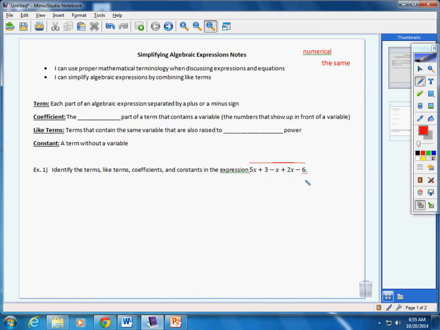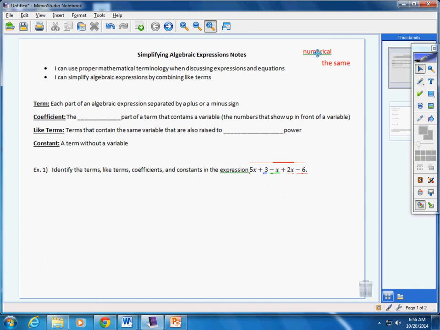That means negative 6 is one term. That means 2x, and that's a positive plus sign, so positive 2x is a term. That means negative x is a term. That means positive 3 is a term. And that means 5x is a term. That means you have 5 different terms in this algebraic expression, at least initially. Each of those is a term.